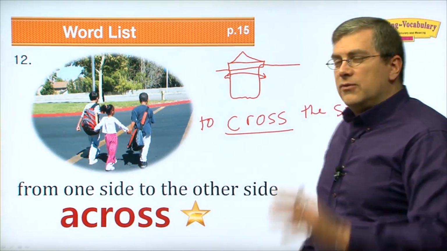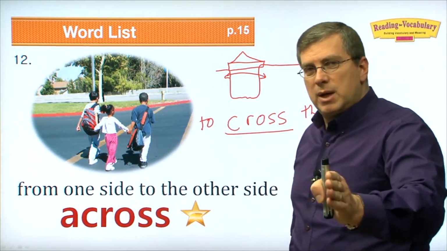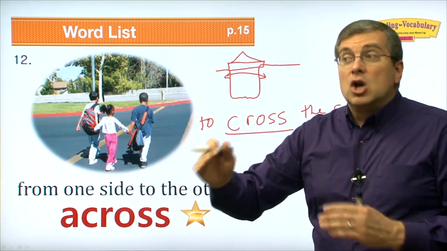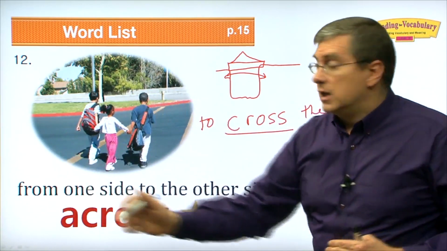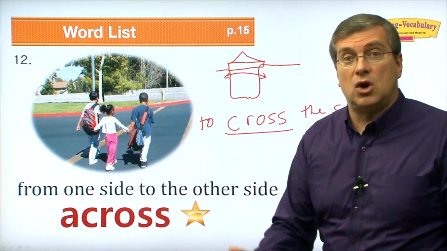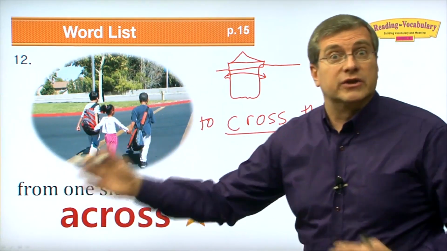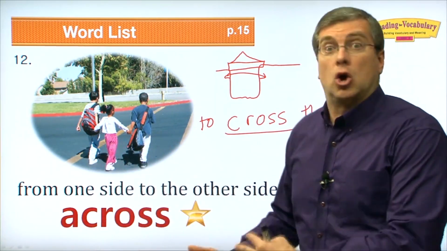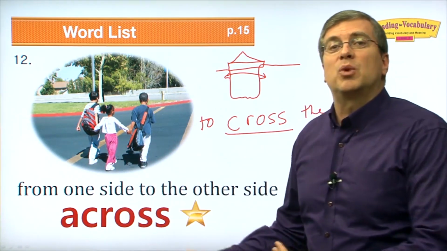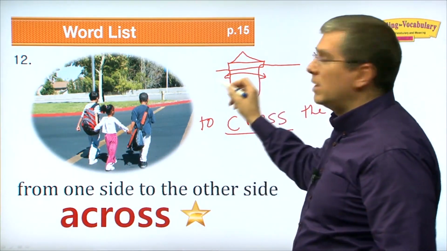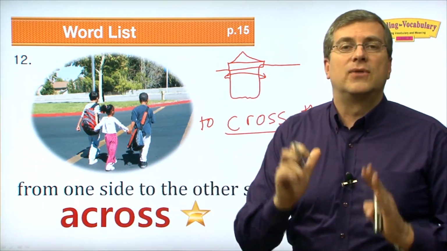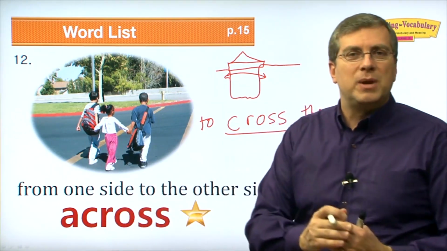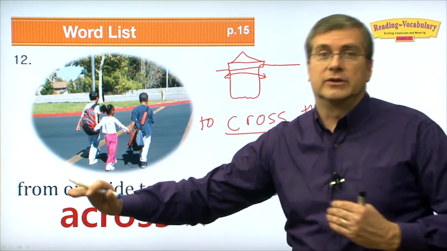So, if you are giving directions to somebody, you say, go to the intersection, then cross the street. Cross is a verb. Don't say across the street, because that's not a verb. You can't tell somebody to across the street. Across is a preposition, right? It means from one side to the other. It's not a verb. Don't tell people to across the street. Tell people to cross the street.